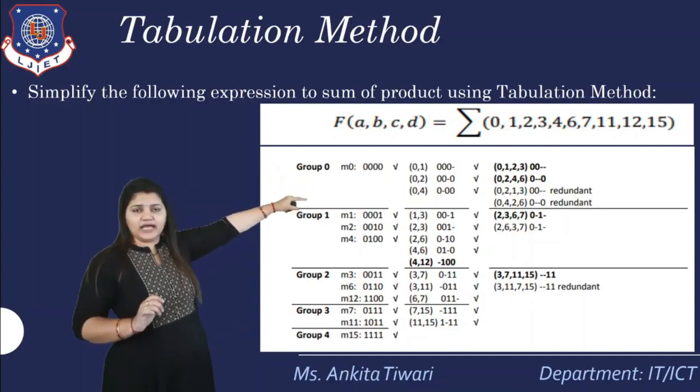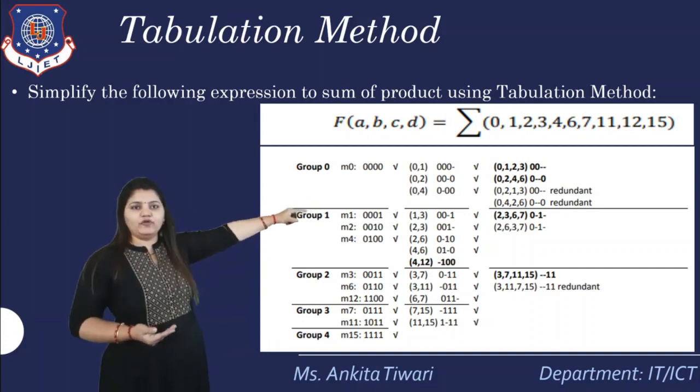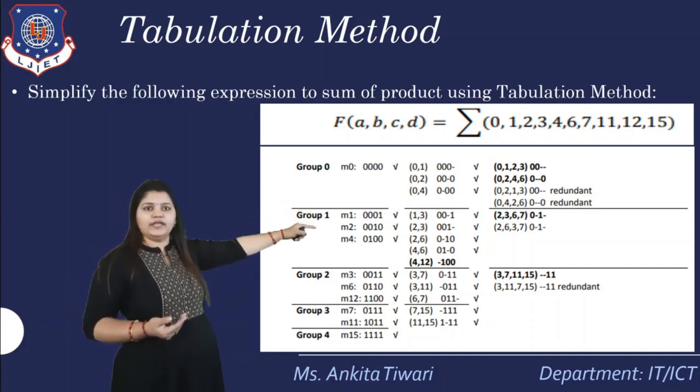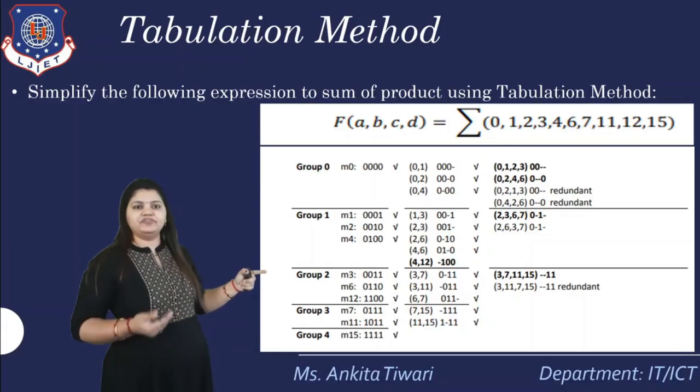Same thing we will get as 0, 2, 4, 6. You will get 0, 2, 1, 3. You will get 0, 4, 2, 6. Then you get 2, 3, 6, 7. 2, 3, 2, 6, 3, 7. Then 3, 7, 11, 15. And 3, 11, 7, 15. So you'll get these many pairs.